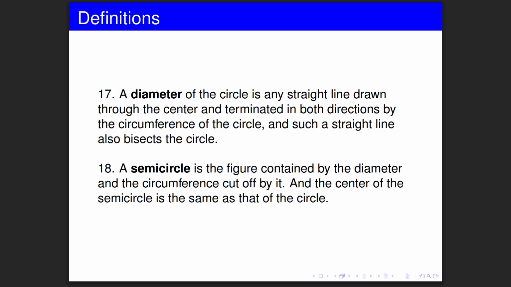Next up, definition 17. A diameter of the circle is any straight line drawn through the center and terminated in both directions by the circumference of the circle, and such a straight line also bisects the circle. And then definition 18, a semicircle is the figure contained by the diameter and the circumference cut off by it. And the center of the semicircle is the same as that of the circle.